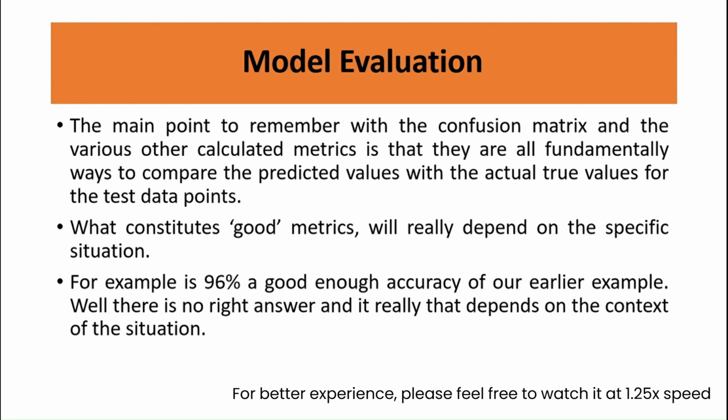Now, the main point to remember with the confusion matrix and various other calculated metrics is that they are all fundamentally ways of comparing the predicted values with the actual true values for the test data points. So what constitutes a good metric will really depend on the specific situation. For example, is 96% a good enough accuracy for our earlier example? Well, there is no right answer, and it really depends on the context of the situation. So you have to ask some questions based on the context.